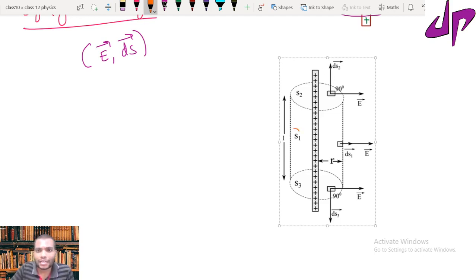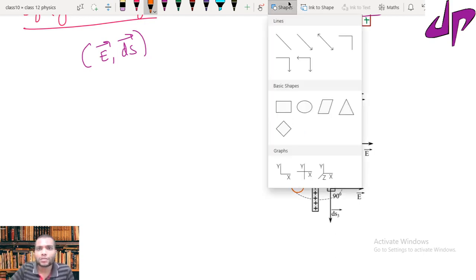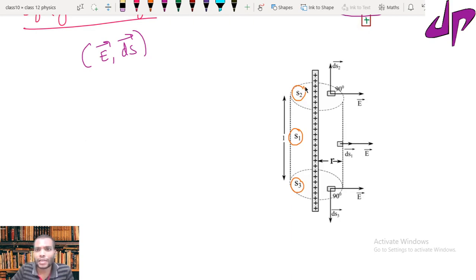S1 you can take as the curved surface area, S2 as the upside cylindrical surface, and S3 as the downside cylindrical surface. Now from the positive charge, we know how the electric field lines move. The electric field lines move radially outwards from the positive charge. From S1, the field lines move along this direction. From S2 also, since it is positively charged, the electric field moves along this direction. From S3, the electric field lines also move along this direction. So these are the electric field directions, radially outward.